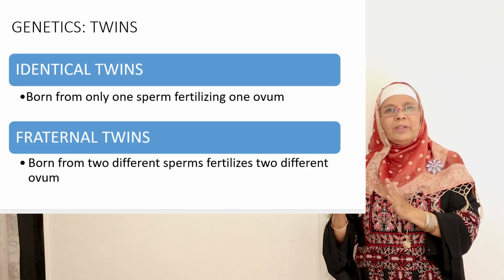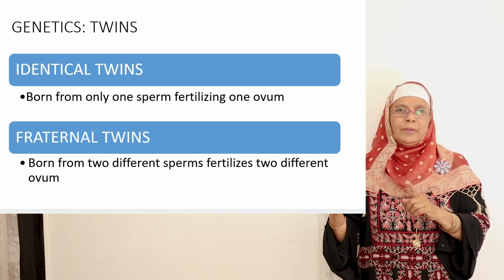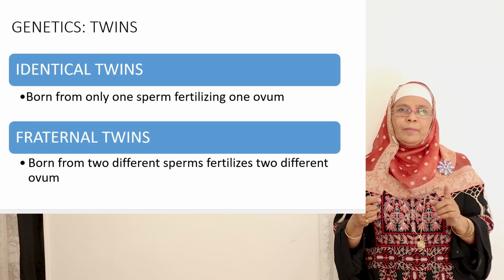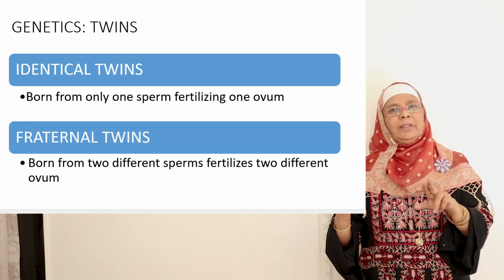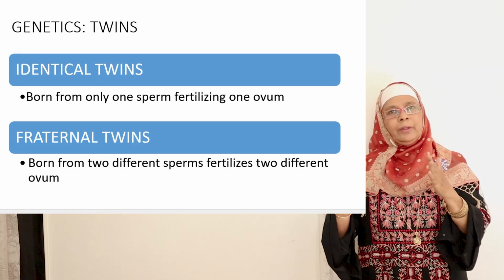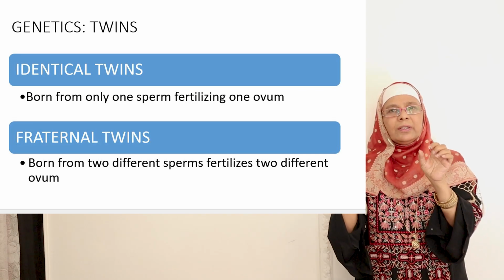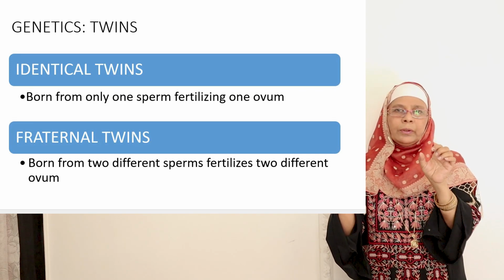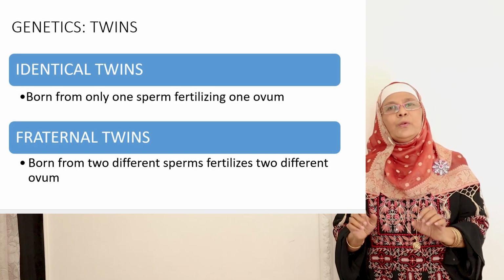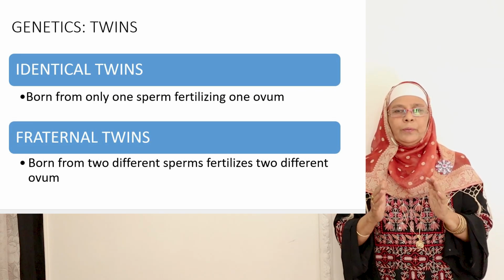There are fraternal twins also. In fraternal twins, two different sperms from the male side get united with two different ovum in the female and they get fertilized. They are just like brother and sister, or they may be sister and sister, or brother and brother, because two different sperms are fertilizing two different ovum. Therefore, we are getting two different individuals born at the same time. That's why they are called twins.